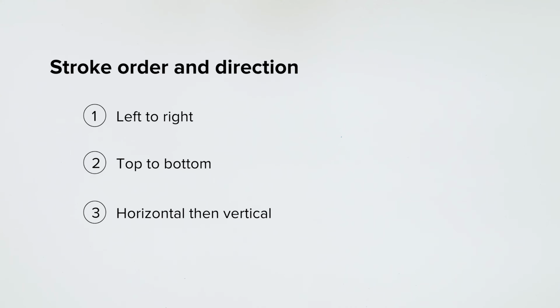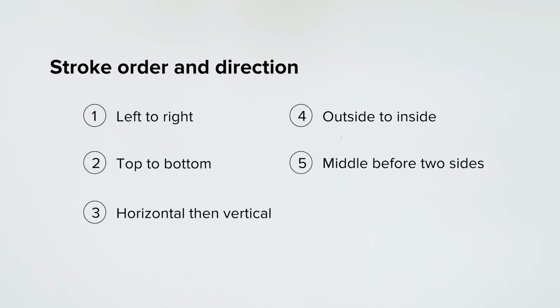First, from left to right. Second, from top to bottom. Third, from horizontal to vertical. Fourth, we draw outside first, then go to inside to fill in. 5, middle first, then 2 sides. 6, you fill in something, and then you close the frame.